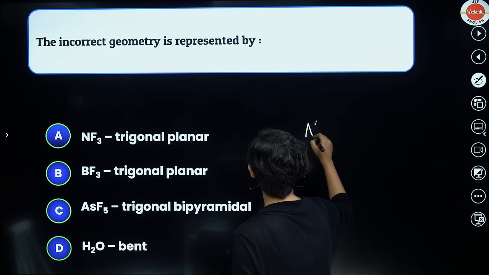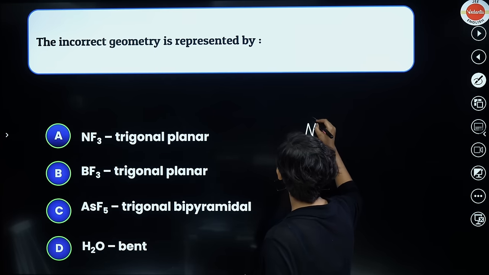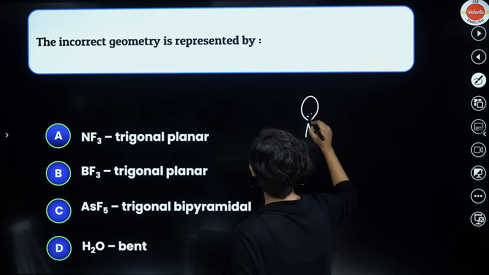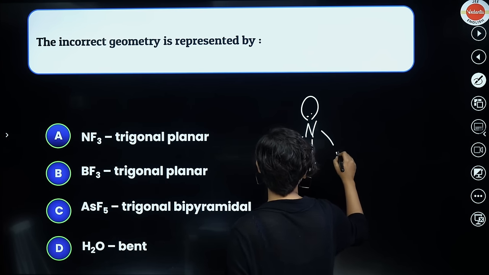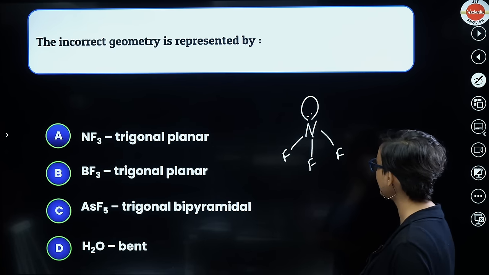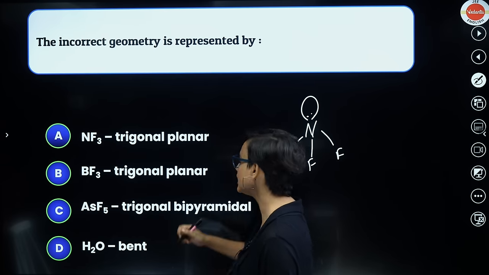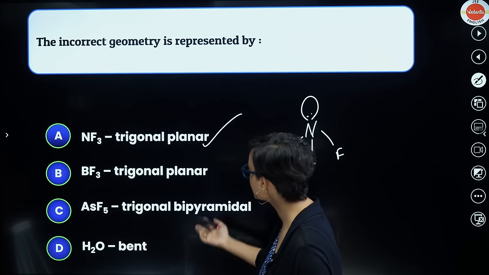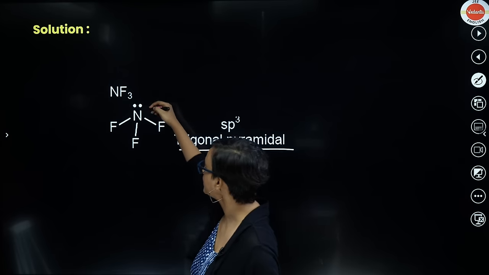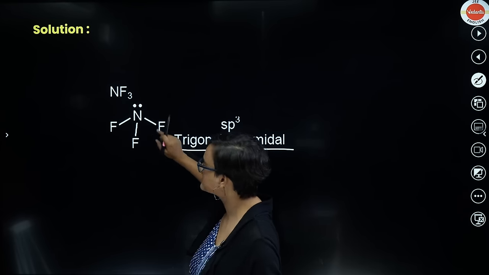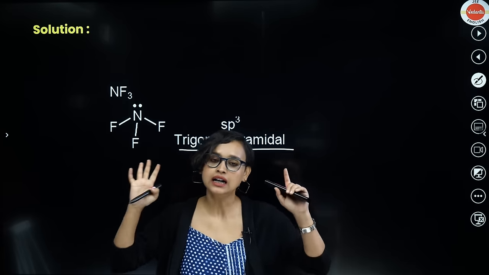So let's do it for the first one. N has five electrons, right? So 1, 2 here, one lone pair, and then it will be F, F, F. Is this trigonal planar? No, right? It's not trigonal planar, correct? So option A is our correct answer. It is trigonal pyramidal, everybody. If I stop this, then this looks like a pyramid, isn't it? So it will be trigonal pyramidal and sp3 hybridization. Gotcha, everybody? Great and amazing.